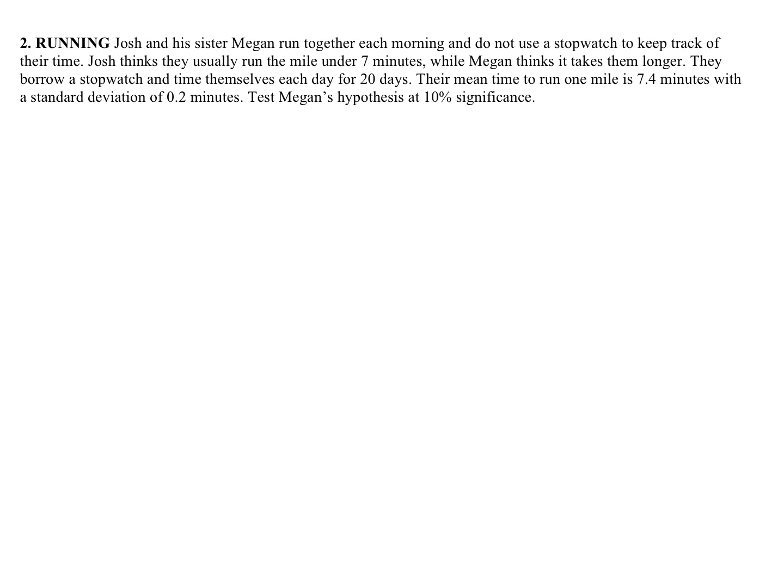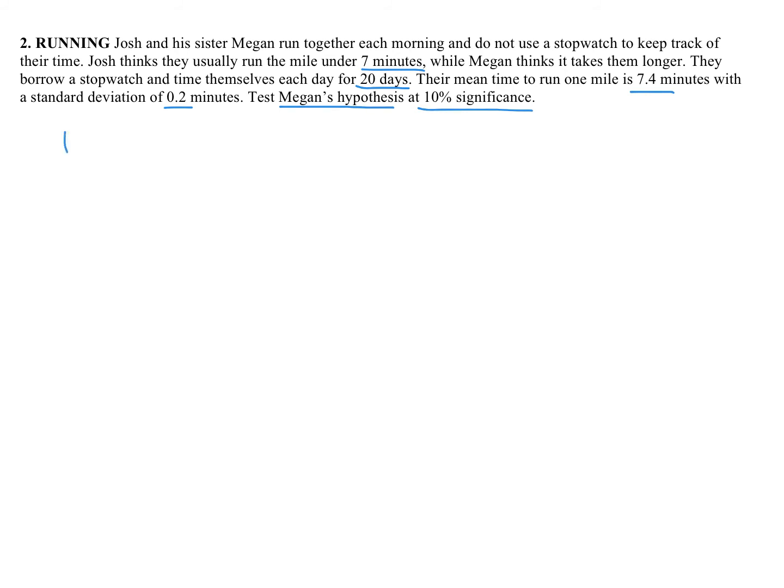Okay, on the back, Josh and his sister Megan run a mile each day together. Josh thinks that they run the mile under 7 minutes. Megan thinks it takes longer. All right, so they time themselves for 20 days. Let me underline the important stuff again. Their mean is 7.4. Standard deviation is 0.2. All right, and this part's important. We're testing Megan's hypothesis at a 10% significance level.